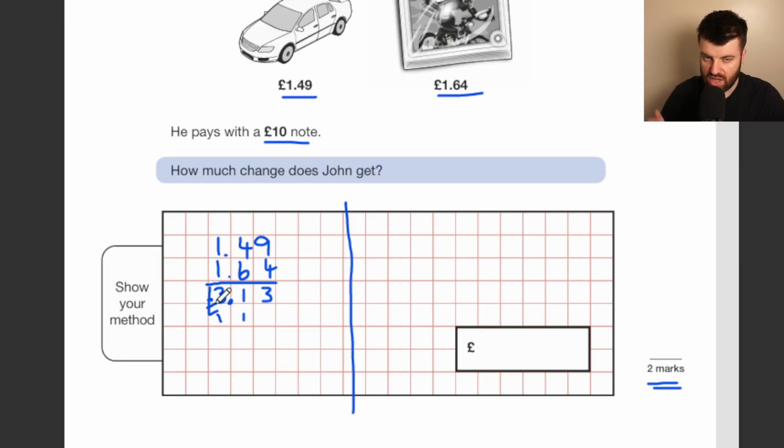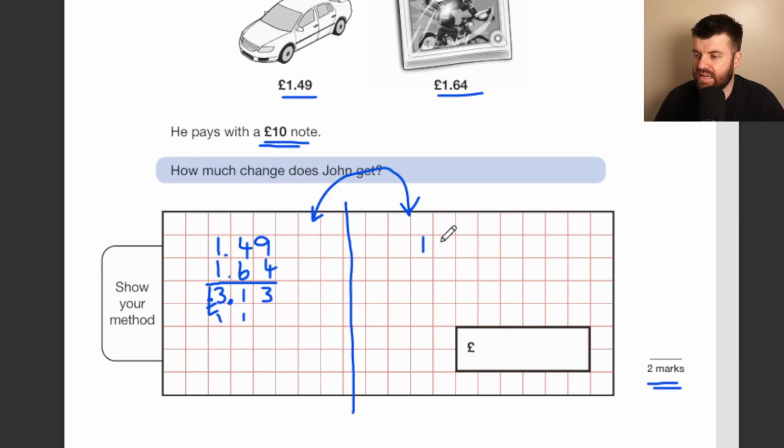If you stopped there, you might get 1 mark. No, you might not. You'd get 0. Remember, to get 1 mark, you have to do a full double method and just make a maths mistake. So the next part is then to find out the difference between £3.13 and £10, which he gives the cashier.